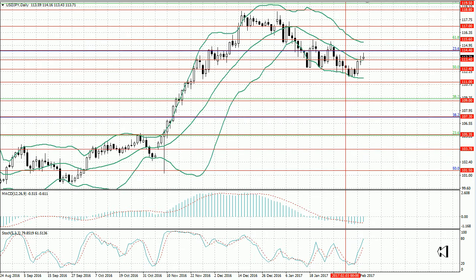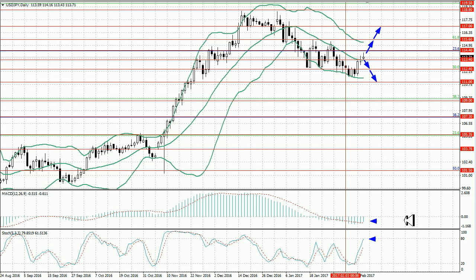Let's look at the dollar-yen pair, which is trading near the middle line of Bollinger Bands at 113.40. The breakdown of this level would cause a decrease to the levels of 112.40 and 111. However, a continuation of growth to the levels of 115.60 and 117 seems more likely, and technical indicators confirm the forecast. Stochastic is directed upwards. The MACD histogram is decreasing in the negative zone.